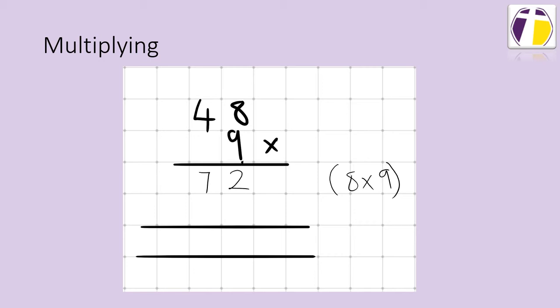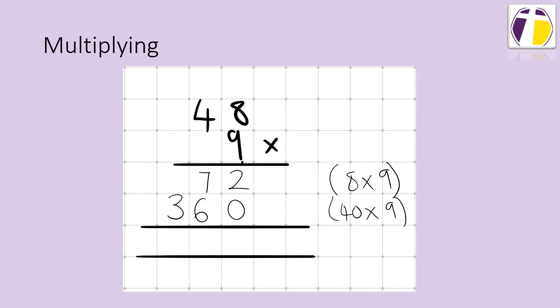My second calculation is 40 times 9. Now 40 times 9, well, I can work out 4 times 9 equals 36. So 40 times 9 equals 360. And there we have my two multiplication statements. Now I need to add them together.